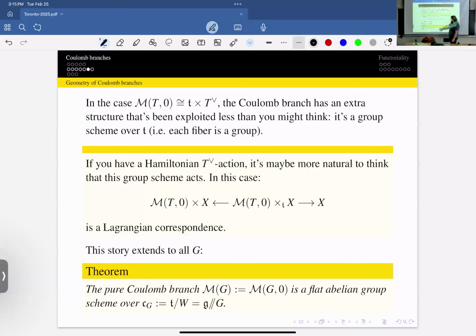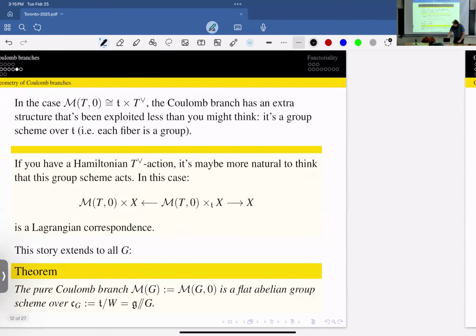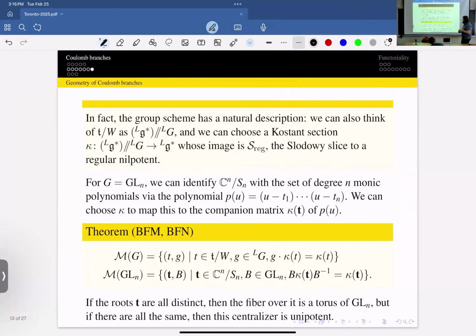If I take the pure Coulomb branch, so that means with the trivial representation, that's a flat abelian group scheme over this quotient. So the generic fiber looks like T check, and then something a little bit funny happens when I go to these hyperplanes and the group's structure changes. There's a nice way to think about this, which is I can think about the Langlands dual group. So T check is the torus of the Langlands dual group.